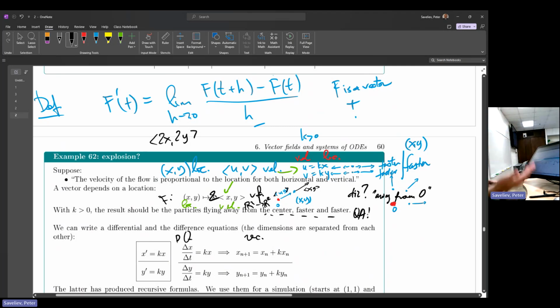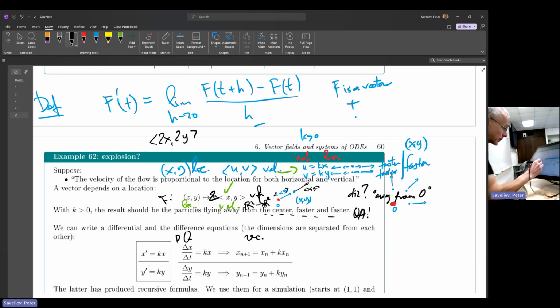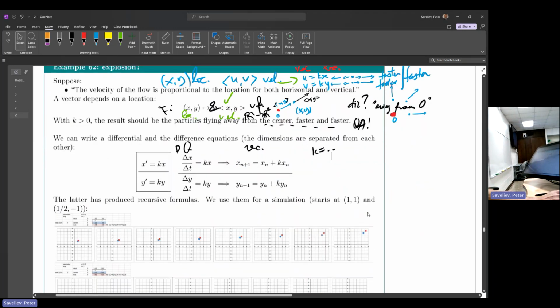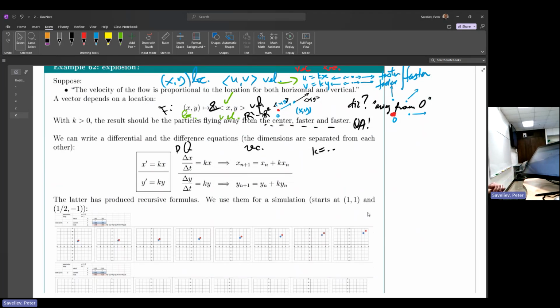So x_{n+1} is equal to x_n times x plus x k. Let's say k is equal to 2, or let's make it a small number. And then you can do x and y separately. Here it is. So that's literally what happens. We have to model two directions rather than one.